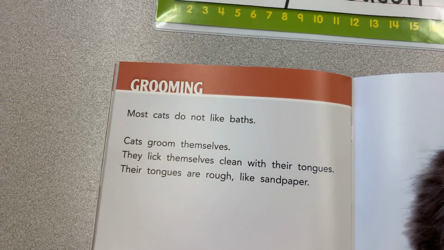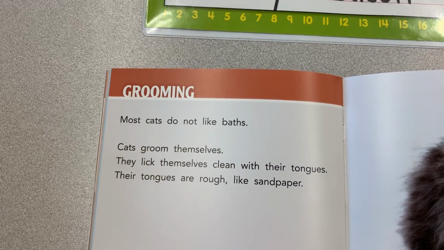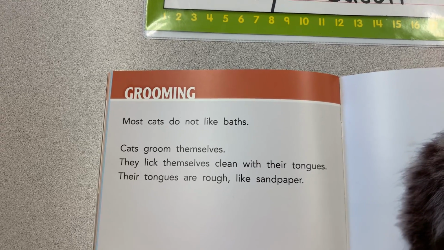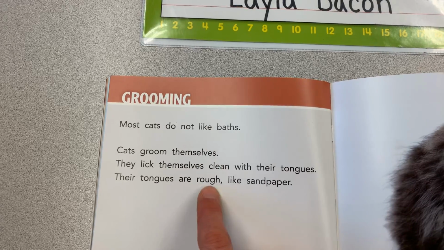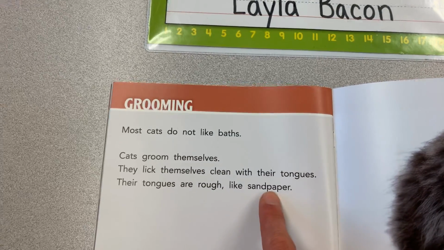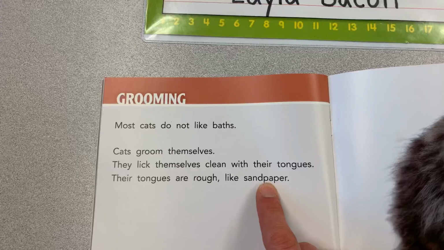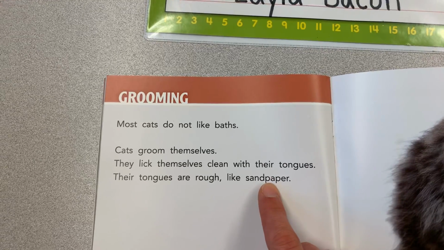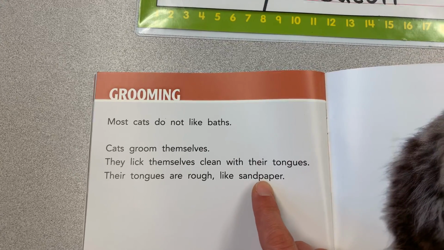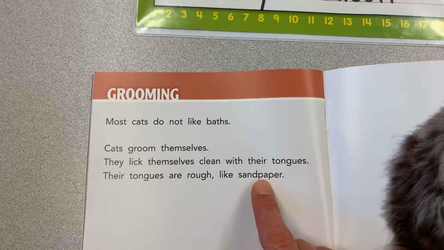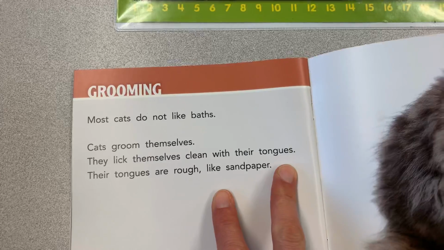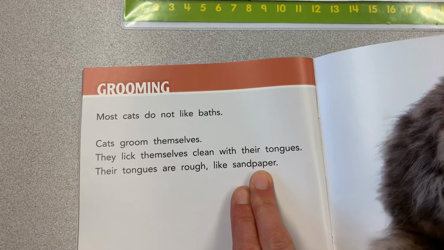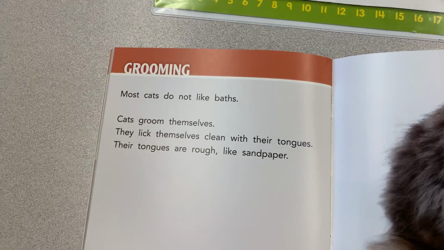Kittens' tongues are rough like sandpaper. Let's read that sentence together. Their tongues are rough like sandpaper. Sandpaper is a compound word. There are two words put together to make one word. Let's say it together. Use your hands. Sand, paper, sandpaper. Good job.